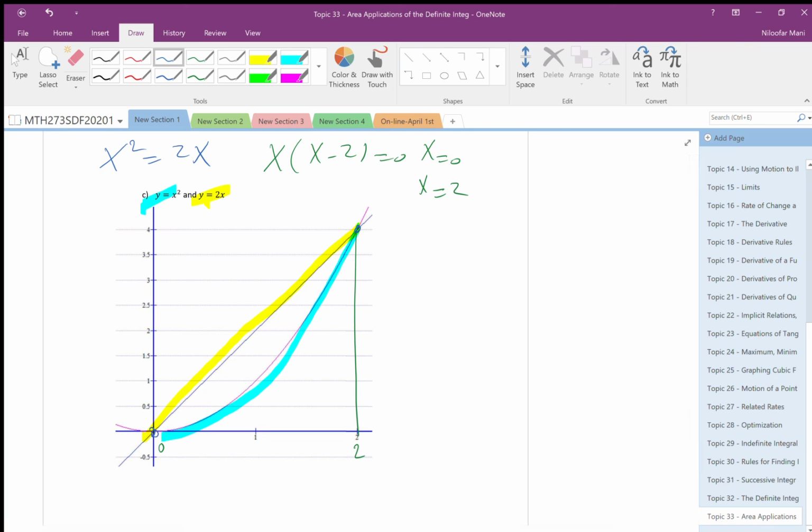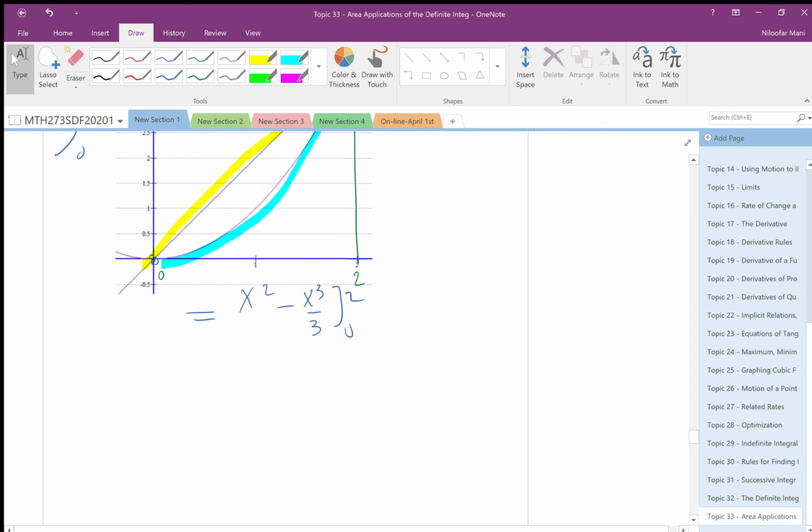Okay, so which one do you write first? Yes, you write the line first. So it is the integral from 0 to 2 of 2x minus x squared, which is x squared minus x cubed divided by 3 from 0 to 2, which is 4 minus 8 divided by 3 minus 0 minus 0, which is 12 minus 8, which is 4 divided by 3.